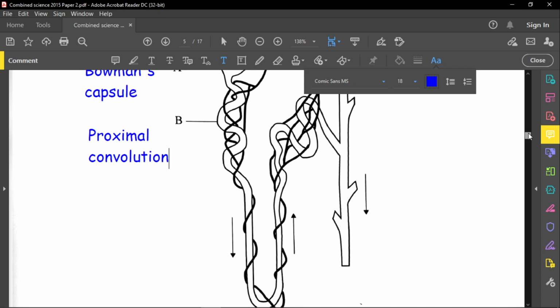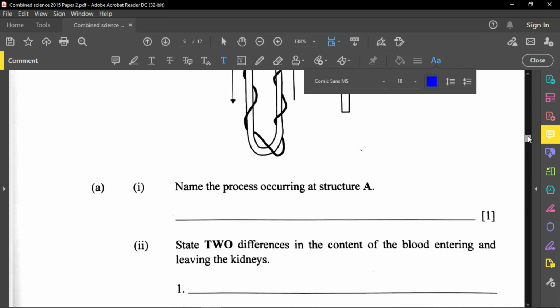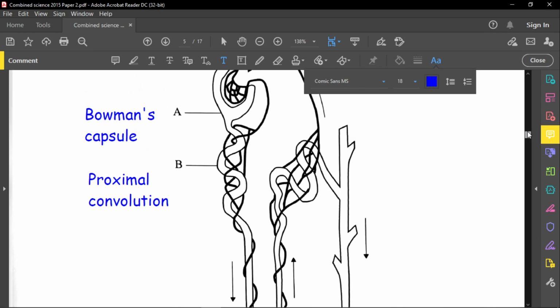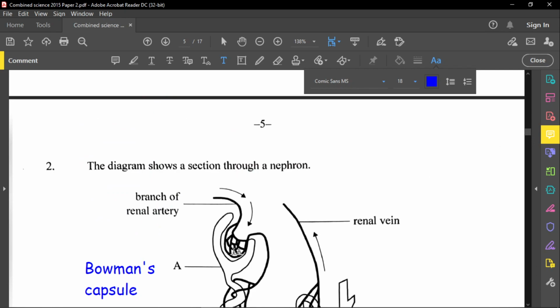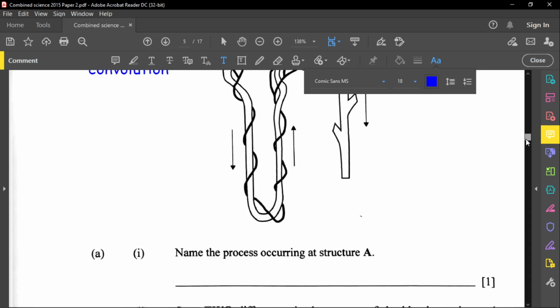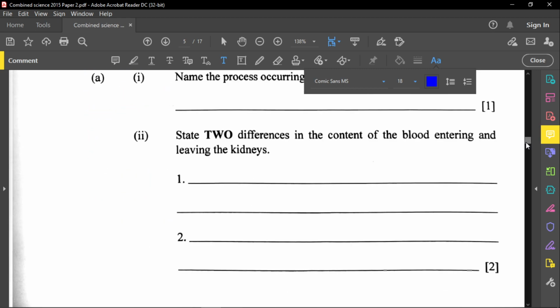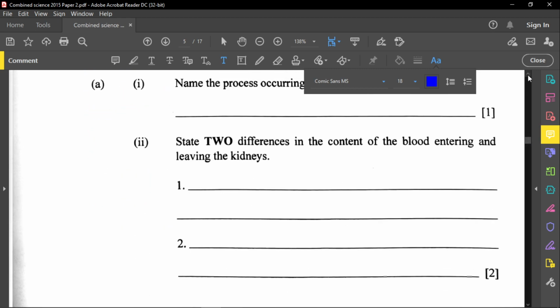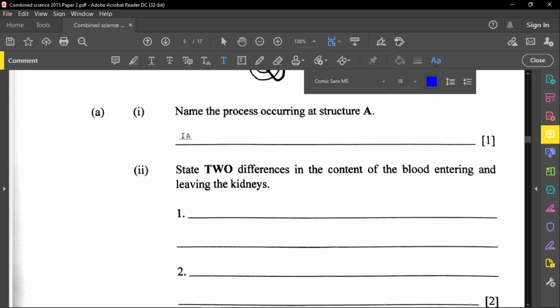Now let's see what they're asking us. It said name the process occurring at structure A. Structure A is the Bowman's capsule, and the process taking place there is filtration. But to be specific, it is ultrafiltration.